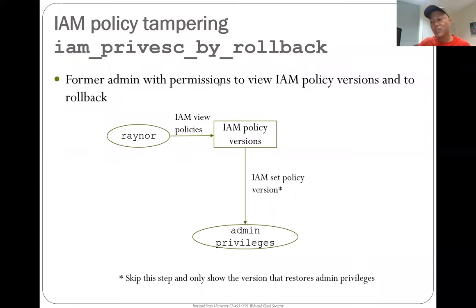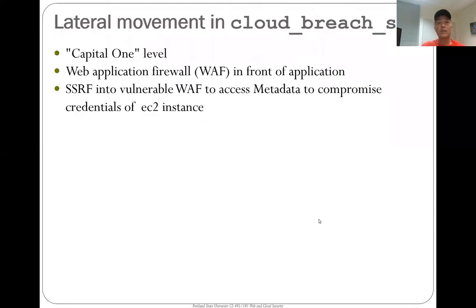Okay, so what I wanted to show you before the last lab was this picture. This is basically what we did. We had Rainer with view policies, and then Rainer saw all the policy versions, and Rainer also had the set default policy permission that allowed Rainer to roll back the policy to something where that account had admin privileges. And then we skipped the step to actually do the setting. The next level is basically replaying the Capital One breach.